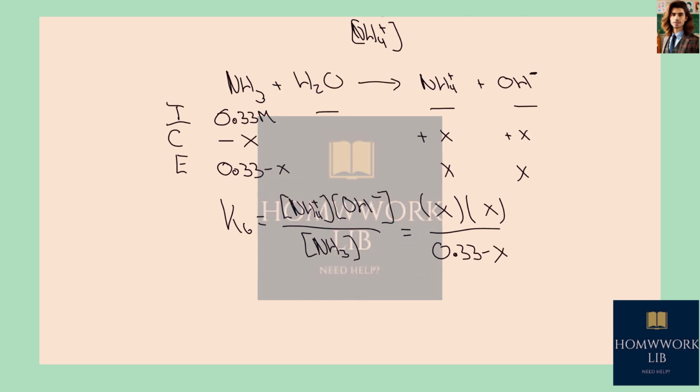So now, we could go ahead and solve the full quadratic expression that comes from this, but we know that Kb is very small, right? We said that Kb was equal to 1.8 times 10 to the minus 5. That means that a very small amount is going to actually react. Thus, we can say that X is going to be much smaller than 0.33. This implies that 0.33 minus X is approximately 0.33 directly.